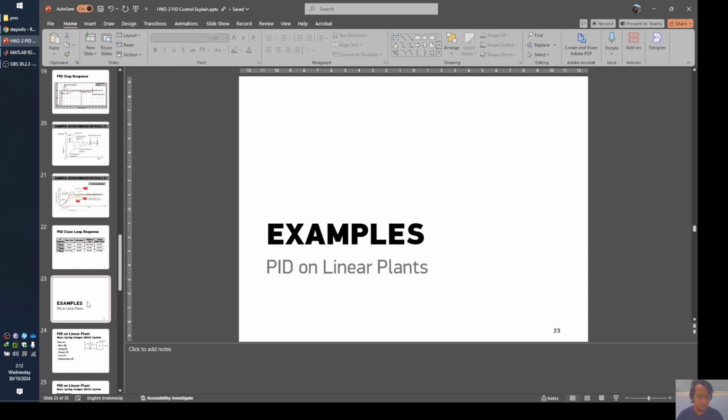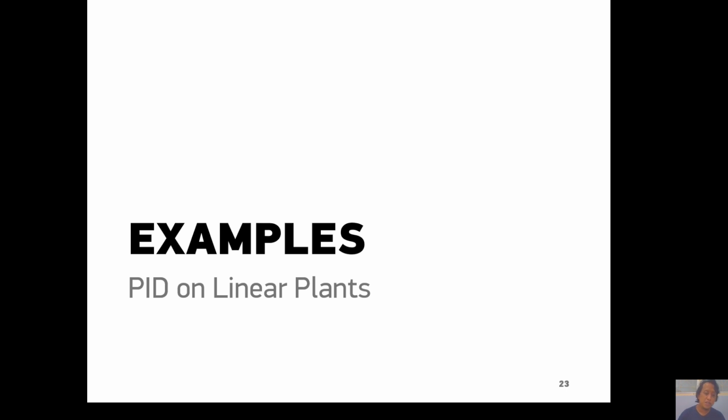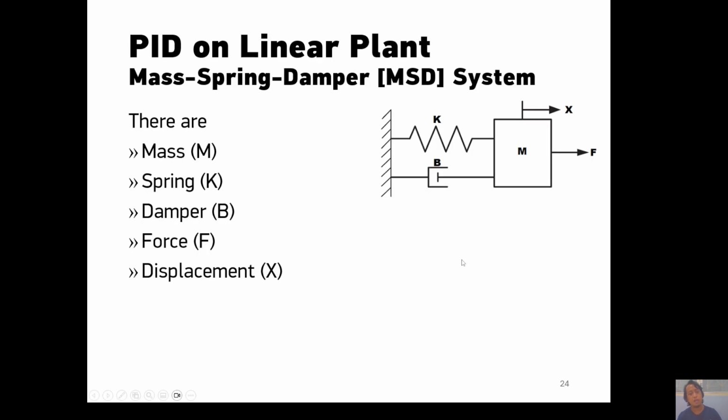Okay, sorry for that. So these are examples of PID on linear plants. I want to give an example about the mass spring damper system, or MSD. Usually it's illustrated like this one. There is a mass, a spring, and a damper B, and we have a force applied and the displacement x.